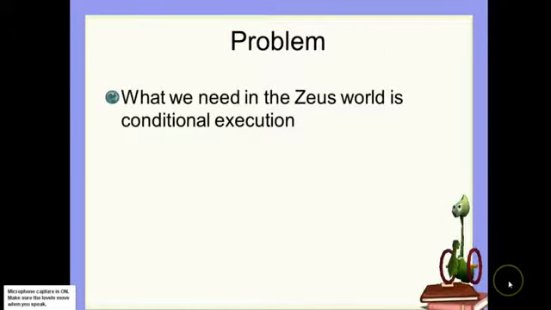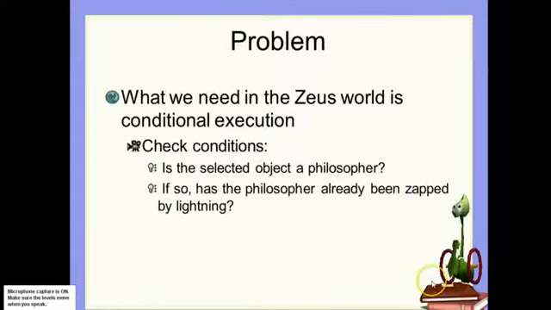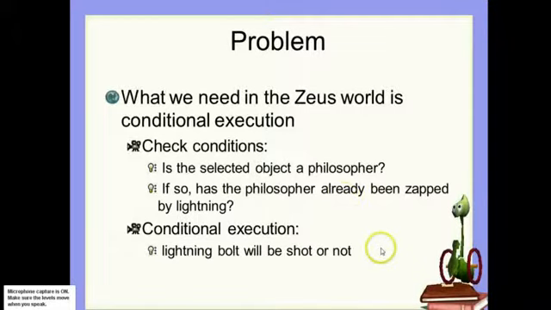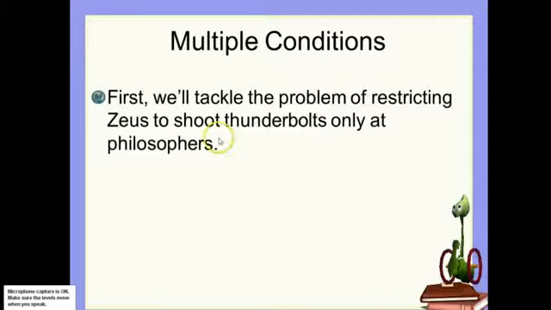So what we need is an if-else statement, conditional execution. Here are the conditions we're going to check. Is the selected object a philosopher? And if so, has the philosopher also already been zapped by lightning? So the conditional execution, the thing that would happen once these have been checked, is, will the lightning bolt be shot or not? That's a lot of questions, and every time you have a question, you're really dealing with a function.